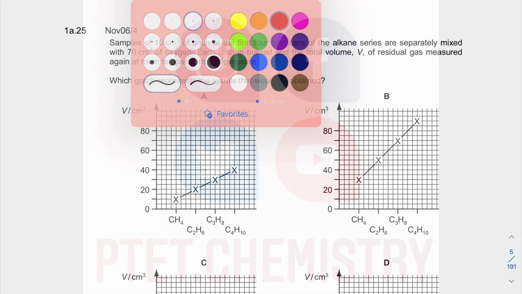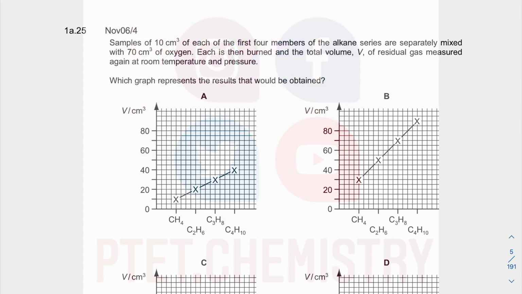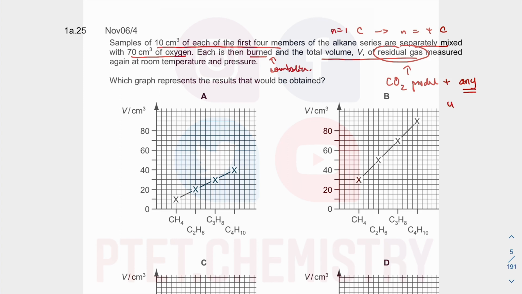This is the last question of this 5-question series. What we have here are samples of 10 cm cube of each of the first 4 members of the alkane series, n equal to 1 carbon to n equal to 4 carbon. You separately mix each with 70 cm cube of oxygen. You burn them, which is called combustion, and then you work out the total volume of residual gas. This includes the CO2 product plus any unreacted oxygen, which is O2. So let's start by thinking about what actually happens.